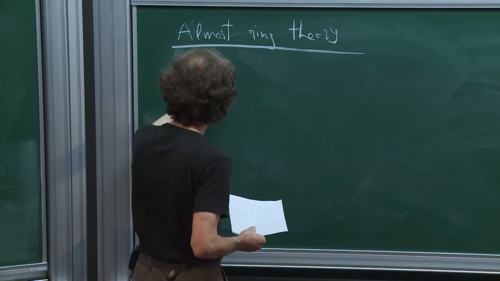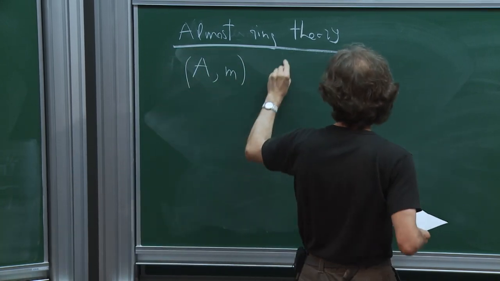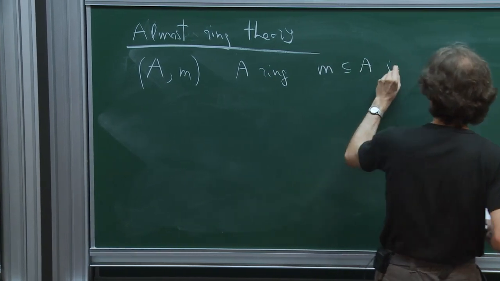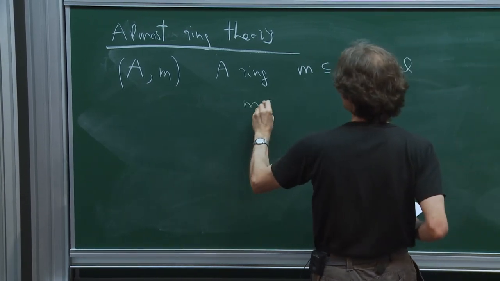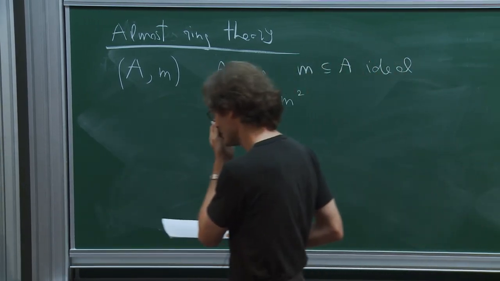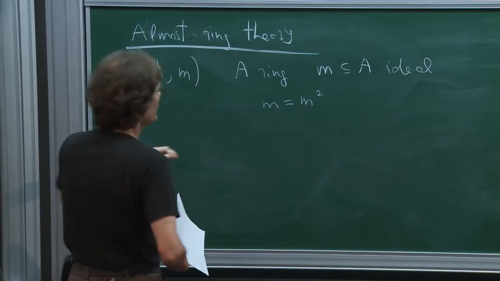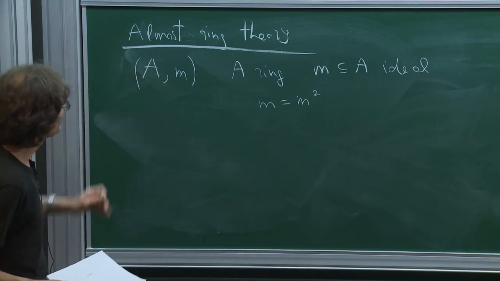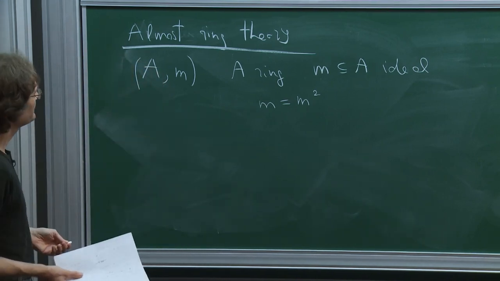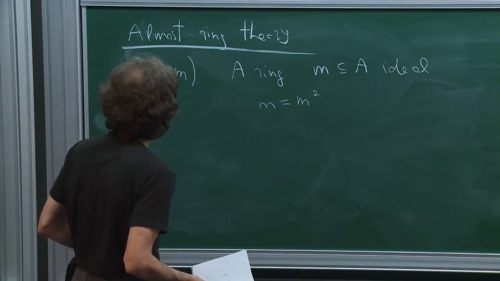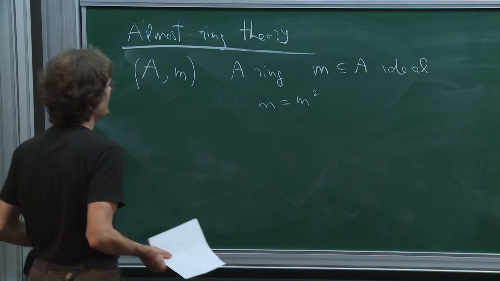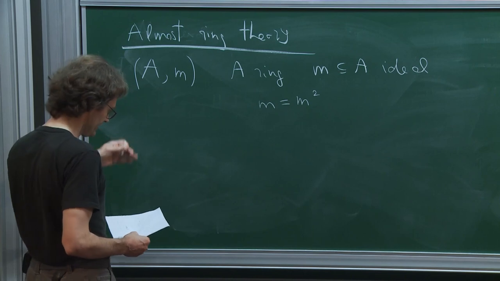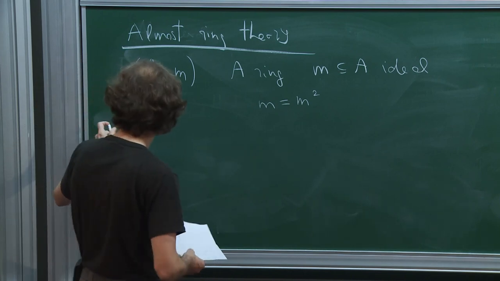As Andre said, we always start with a basic setup consisting of a ring A and an ideal m such that m is equal to m squared. This is the minimal assumption that one needs for certain results. One needs more, but this is the minimal setup. Then almost ring theory is just a way of systematically neglecting m-torsion in A-modules and A-algebras. To see the kind of notions that one introduces in practice, let me just give you a sample.